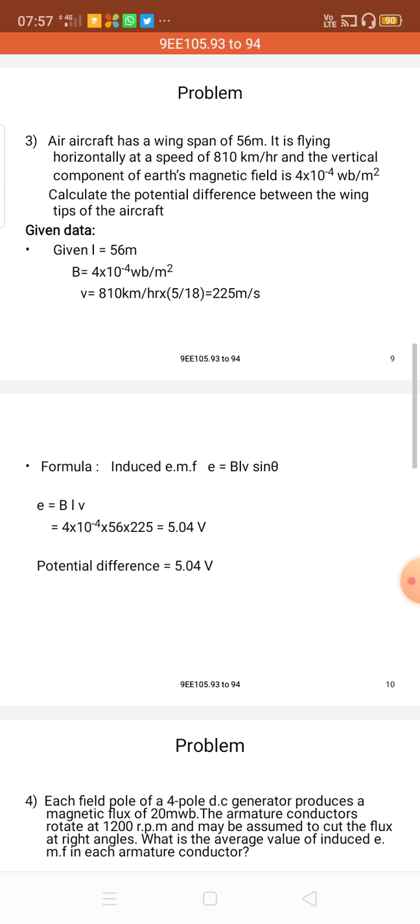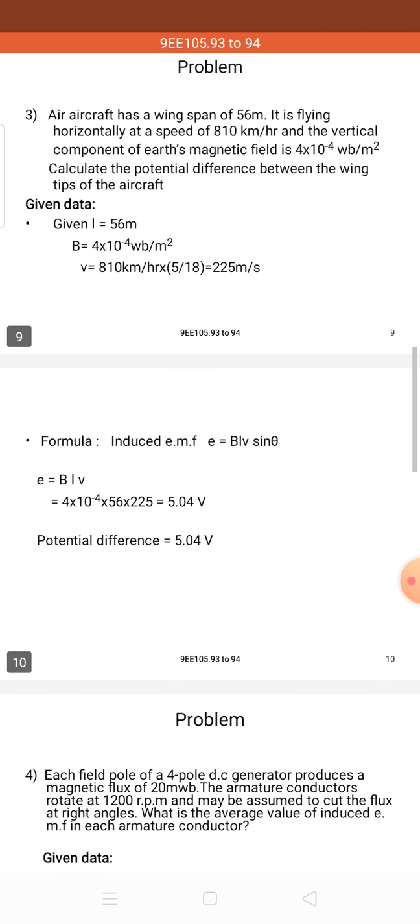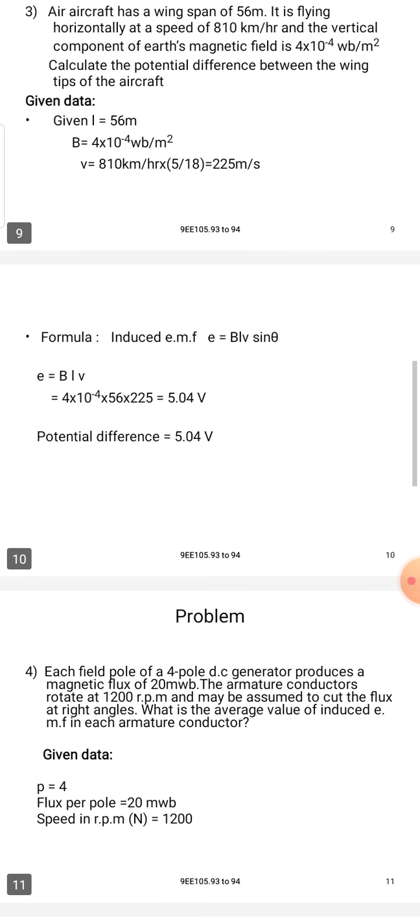The formula for the dynamically induced EMF is E is equal to B L V sin theta. Dynamically induced EMF E is equal to B L V. That is, flux density B is equal to 4 into 10 power minus 4, into the length of the wingspan L, which is given as 56, into the velocity, you get the value 225.